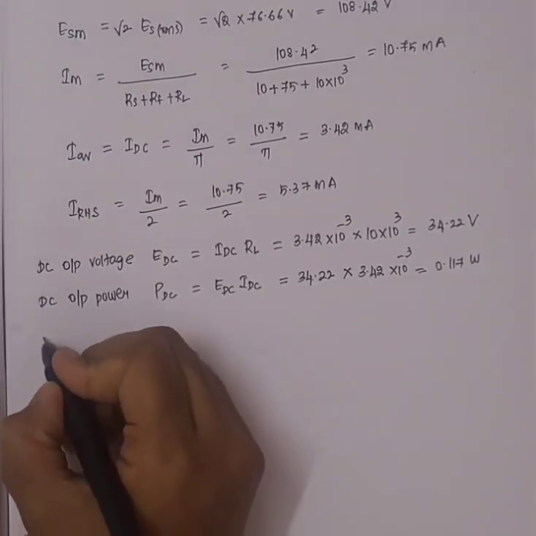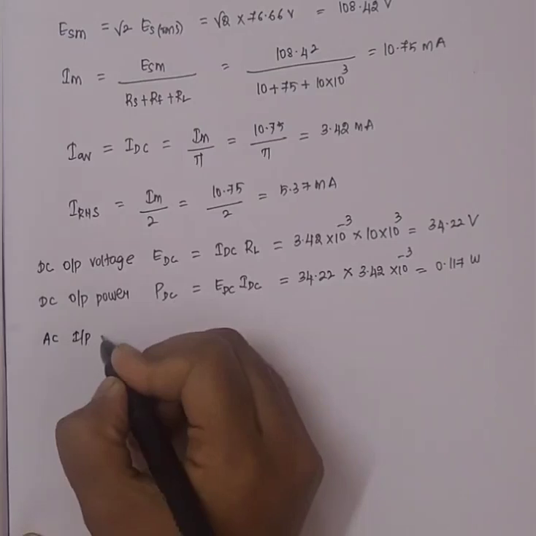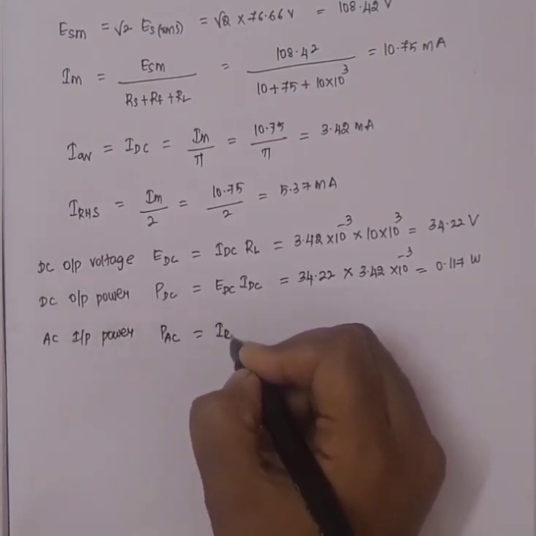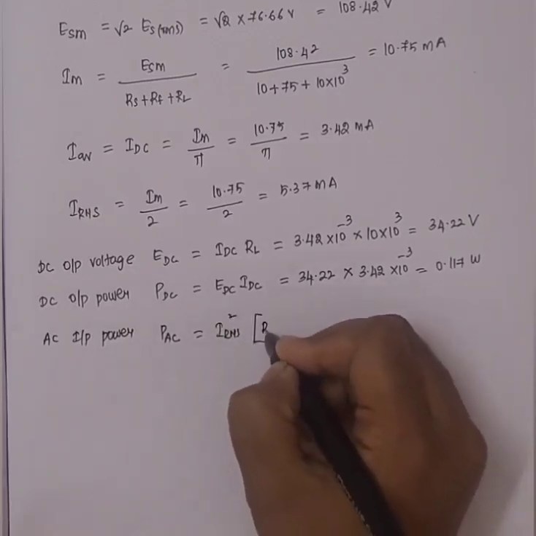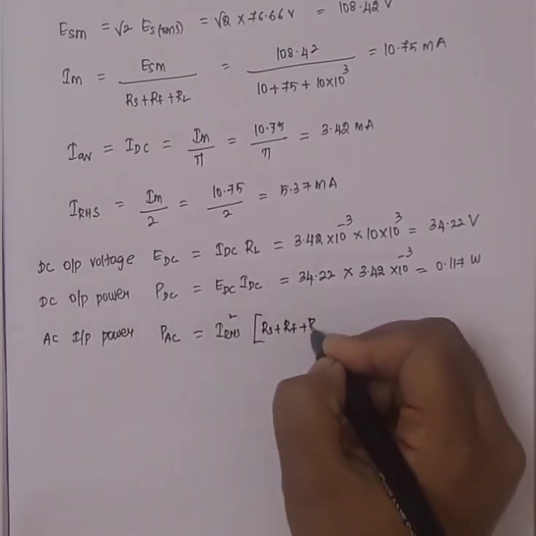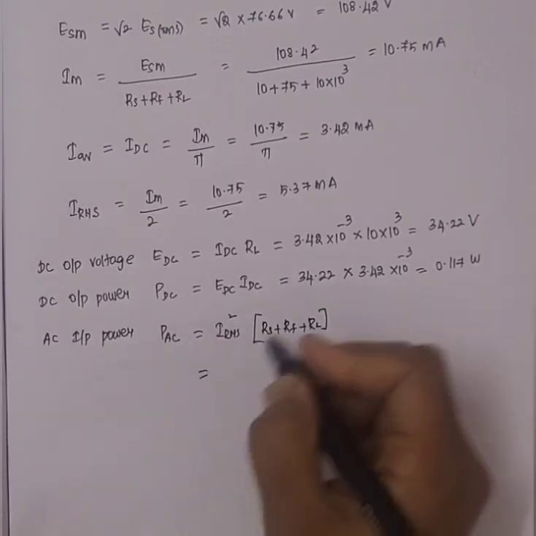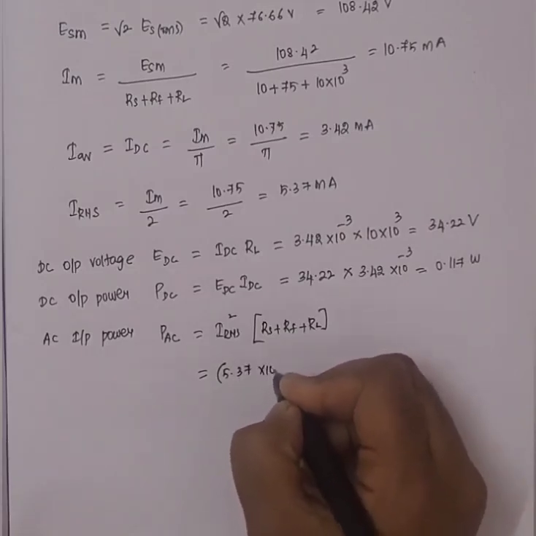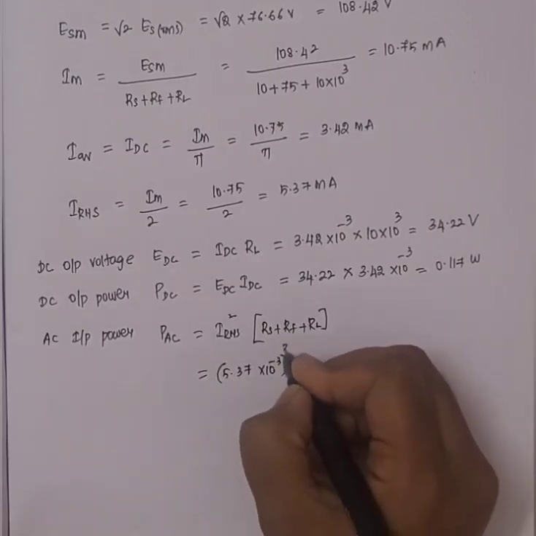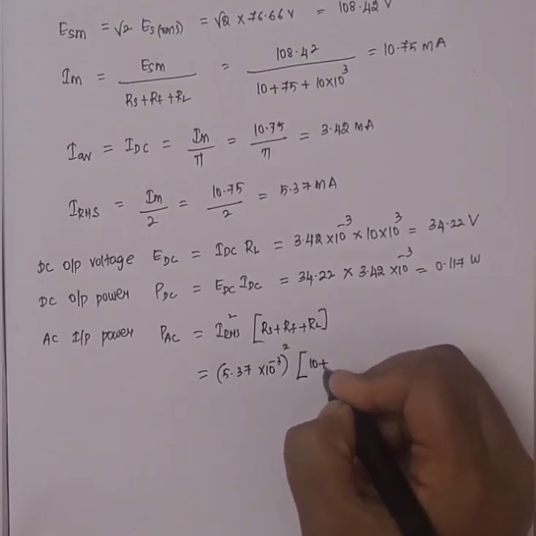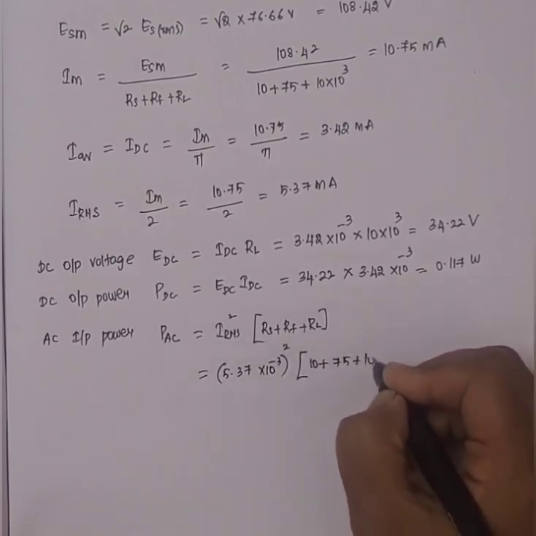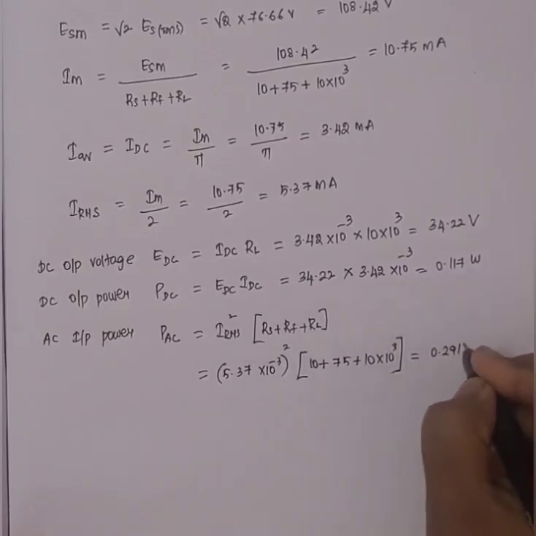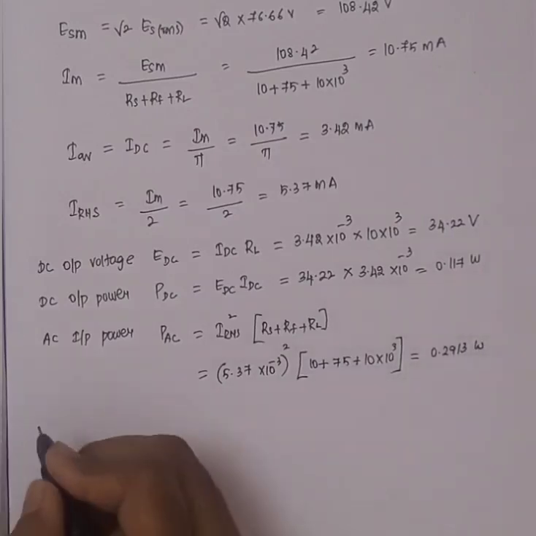Next, let us calculate the AC input power, in the sense it is PAC, which is equal to I RMS square into RS plus RF plus RL. The value of I RMS we have calculated is 5.37. So 5.37 into 10 power minus 3, because it is milliampere, squared, into RS value is 10, RF 75, RL is 10 into 10 power 3. Solving this, we will get 0.2913. Since it is power, we can measure it in watts.